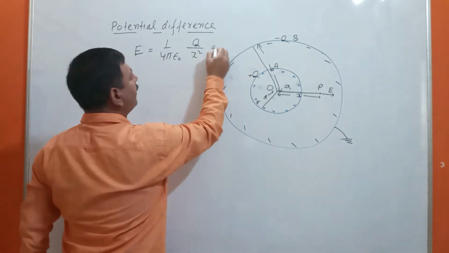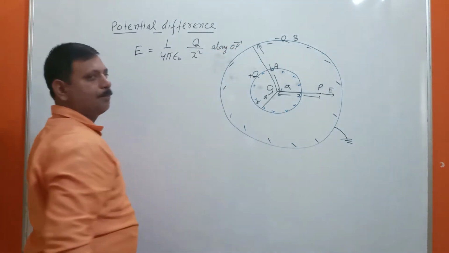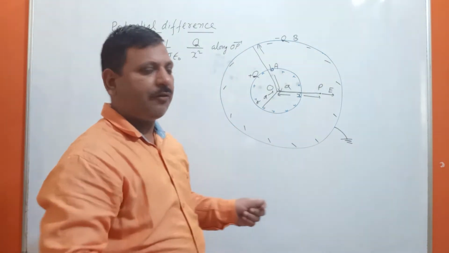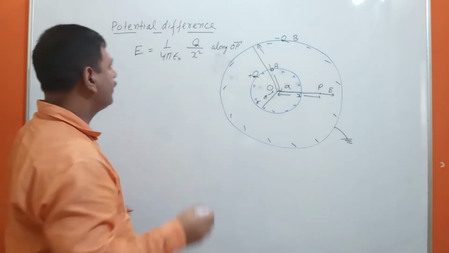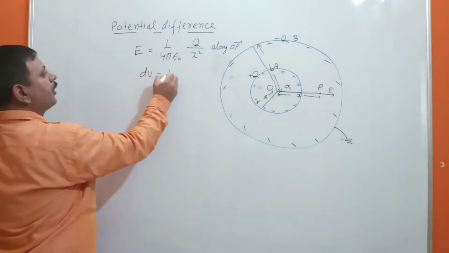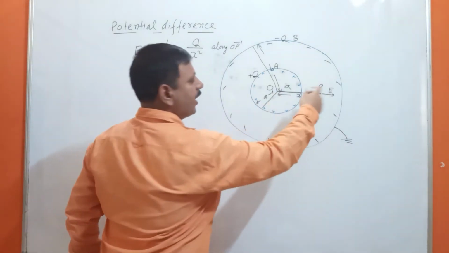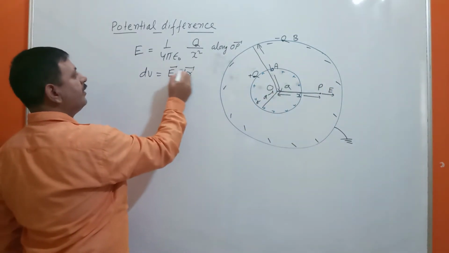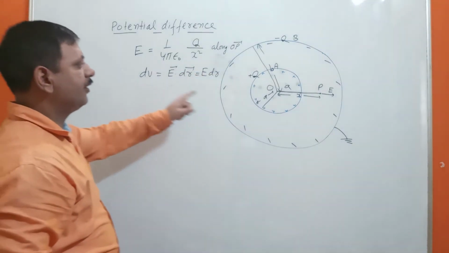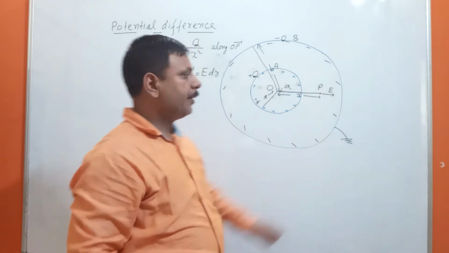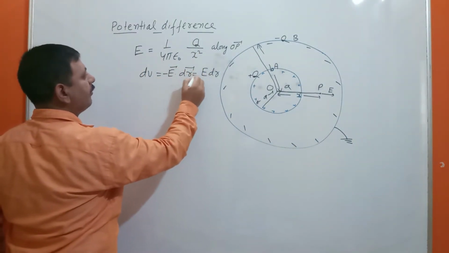What will the direction be? Along OP. Along OP. So we want the potential difference between A and B. We know dV is equal to what? dV is equal to E dot dr. You can see dr and E both have the same direction. That will be E dr. The potential difference A to B, there is a minus sign, so that's why the minus sign will be there.